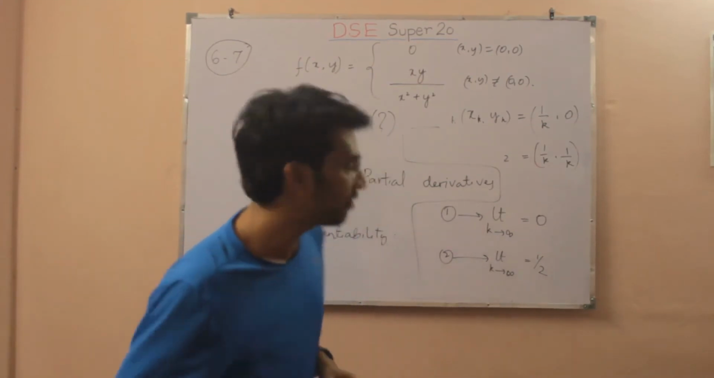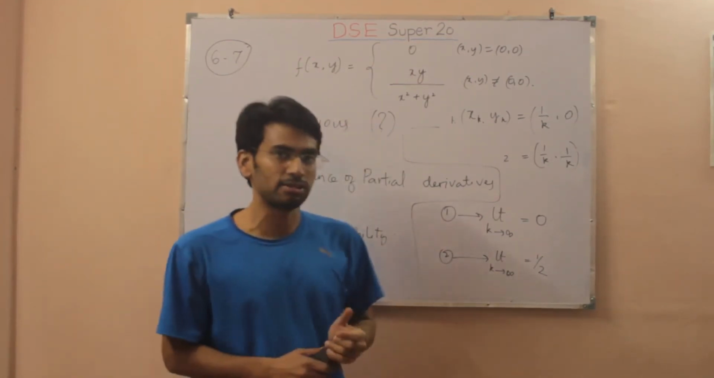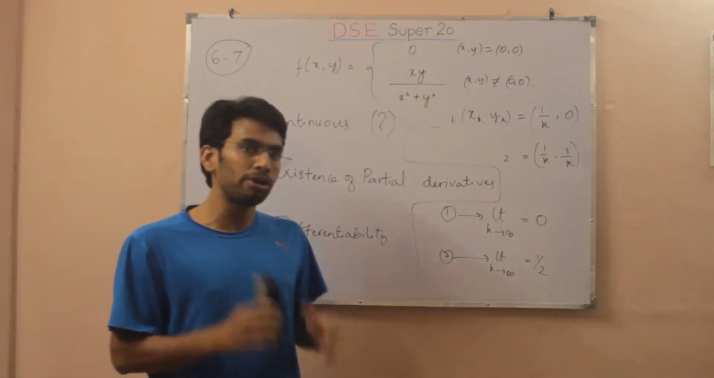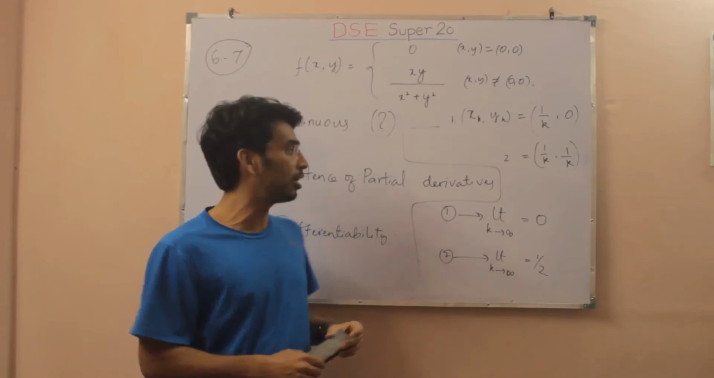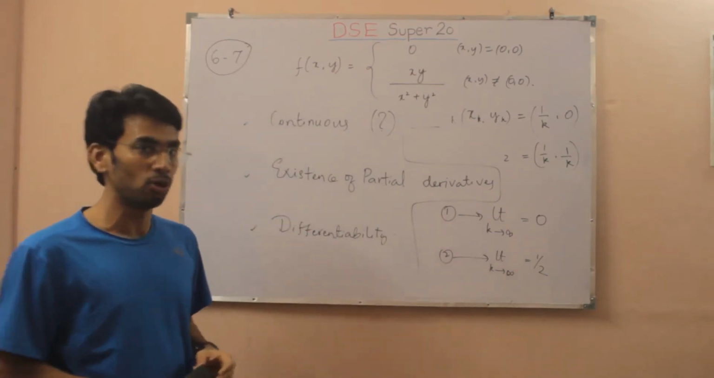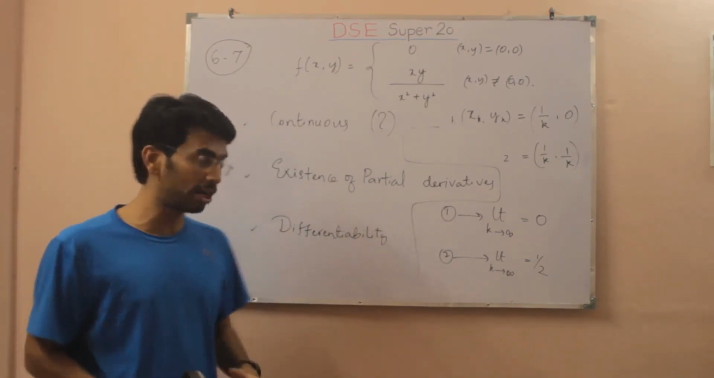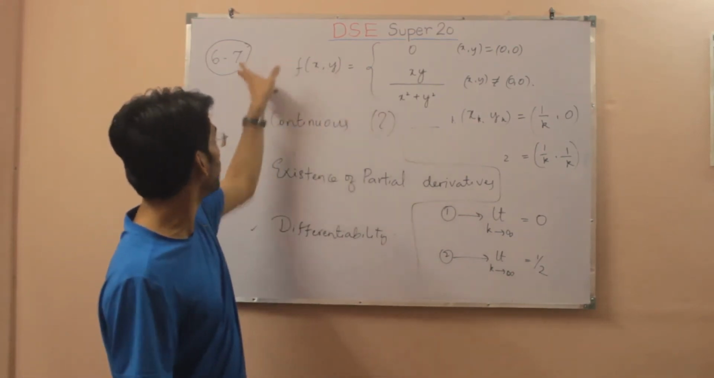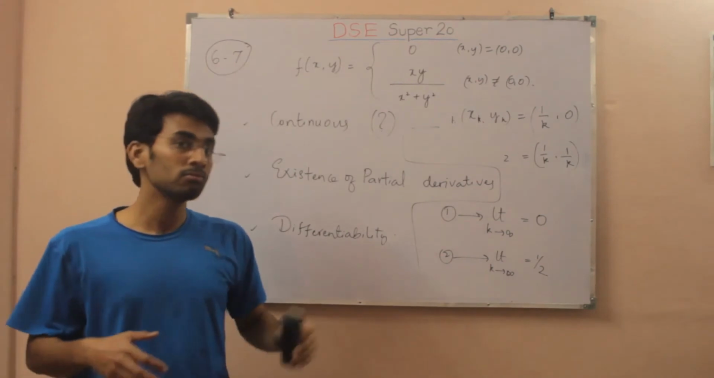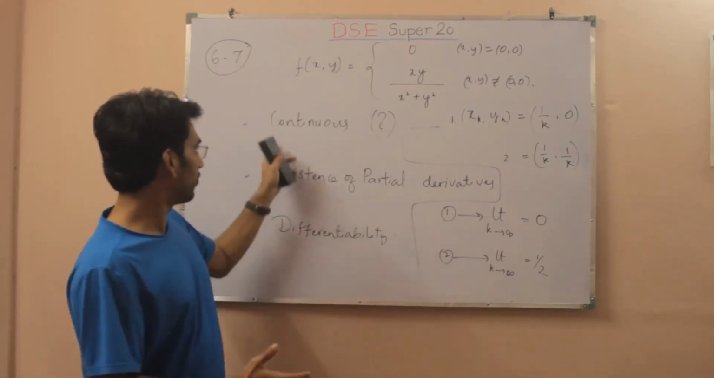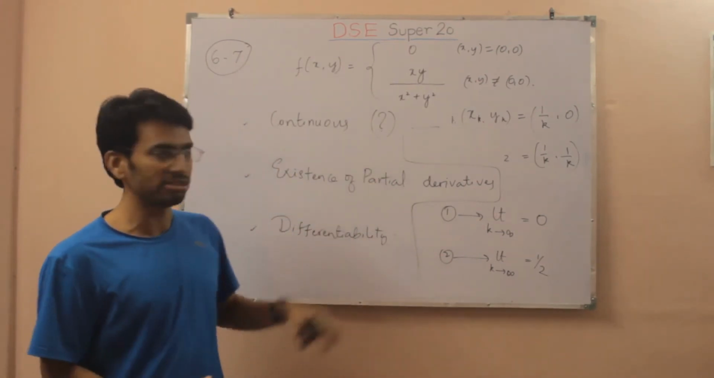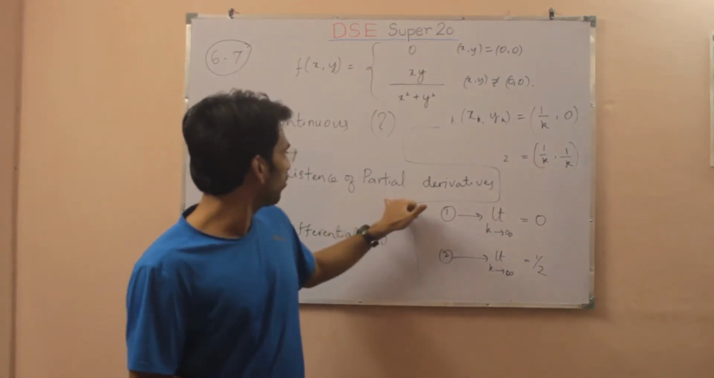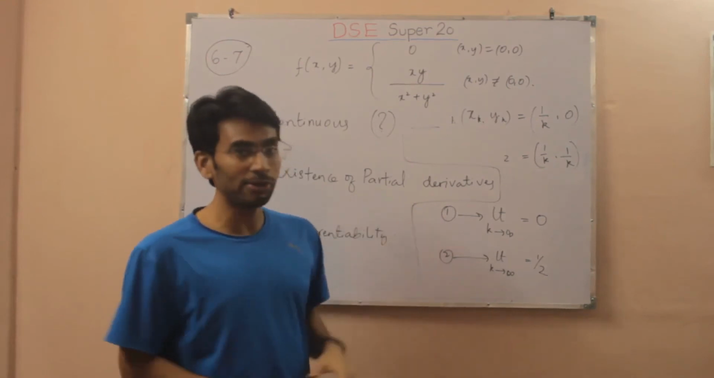Now, let's see whether the partial derivatives exist. Let me first state that continuity at a point is not a necessary condition for the existence of partial derivatives, although it is a necessary condition for differentiability. So if you look at the next question, question number 7, you can easily answer this, that the function is neither continuous nor differentiable.